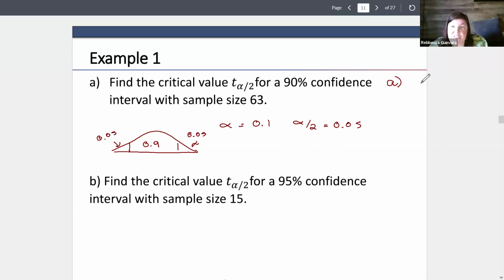So when we talk about the t value, we're looking at a t and the subscript will be 0.05. So that is the area in my tail. And remember, it's supposed to be the right tail, so this should come out as a positive number. My degrees of freedom: well, we have a sample size of 63, minus 1. I have 62 degrees of freedom.